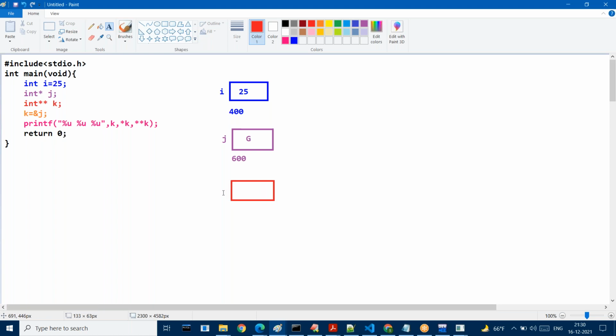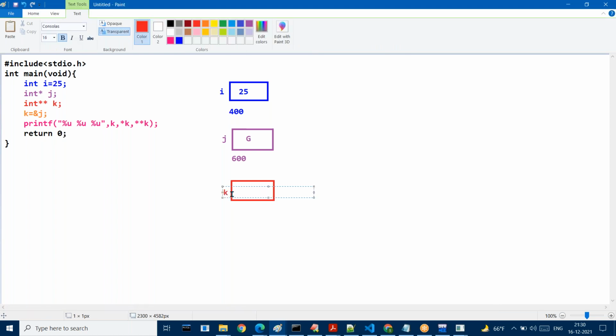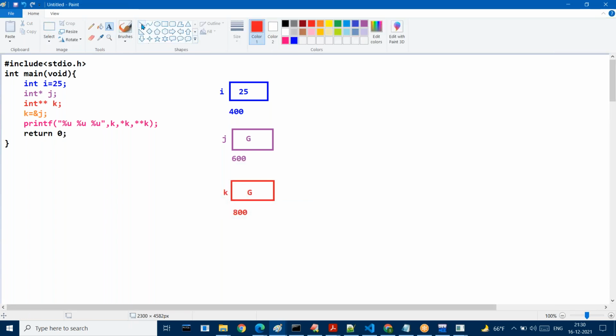Here also at this line, I didn't initialize anything to k. K is also having garbage and some address, say 800. Done. Now I am doing this, sir. k is equal to &j. That means what will happen? Sir, the address of j will be given to k. What is the address of j? Address of j is 600. So that will be given to k.